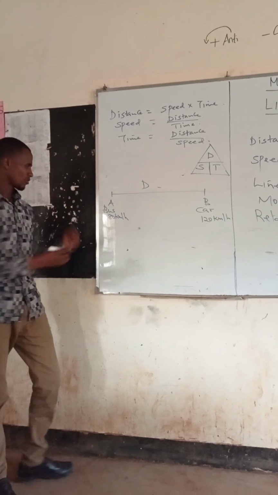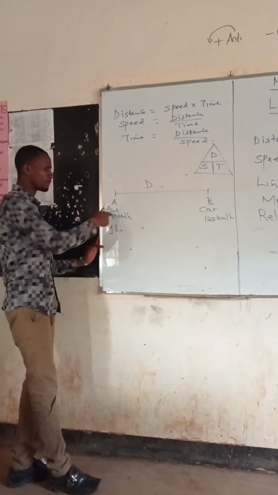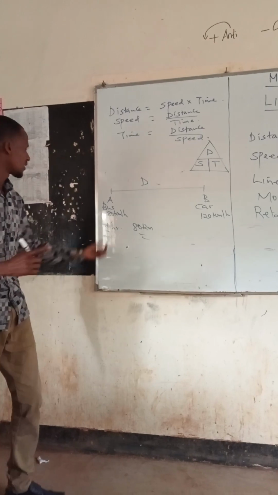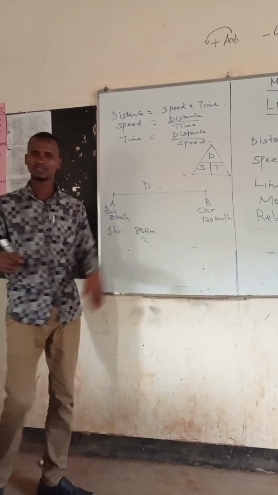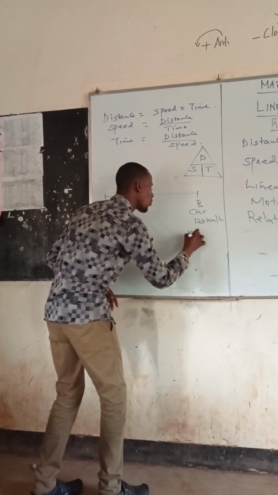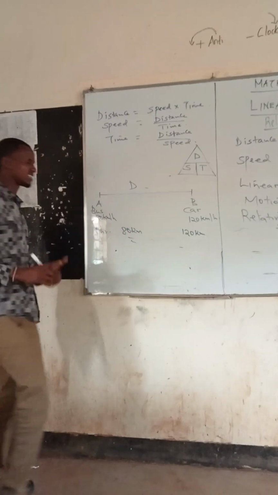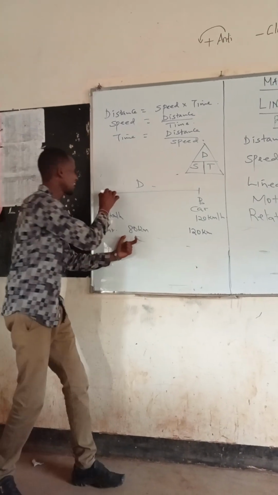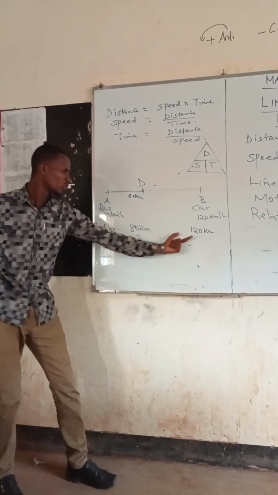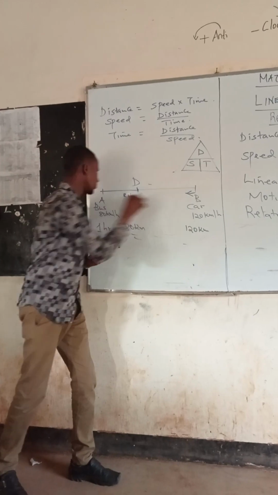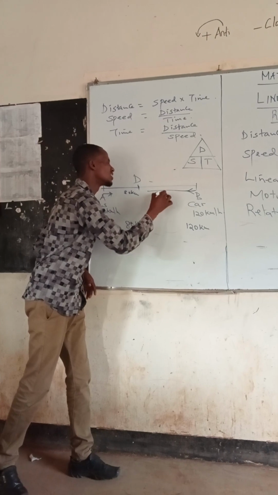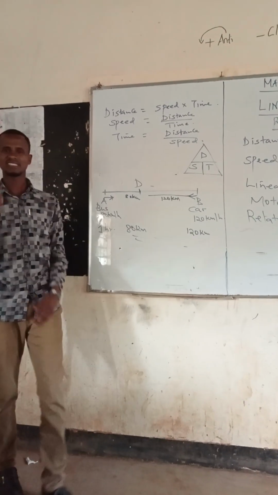So, in 1 hour, the bus will cover 80 kilometers. The bus will contribute by covering 80 kilometers to bridge this gap. And also, the car will cover 120 kilometers in 1 hour. In the same 1 hour, this one will contribute by covering 80 kilometers. The other one also will contribute, because they are moving in opposite directions like that, by covering 120 kilometers in the same 1 hour.